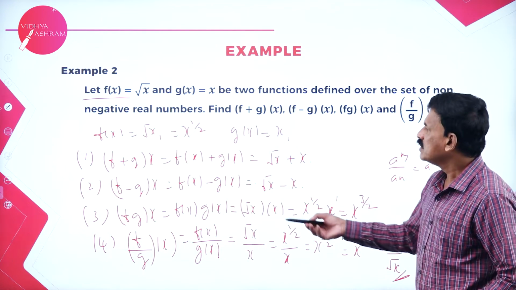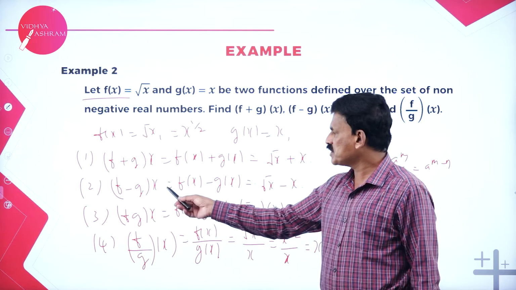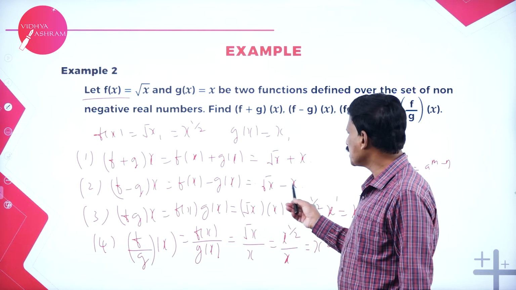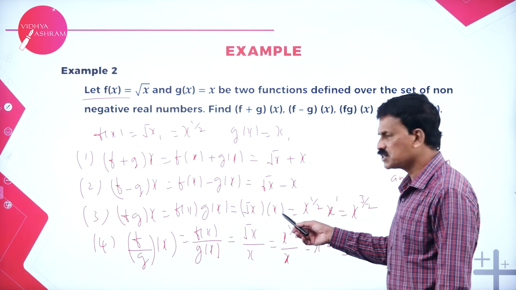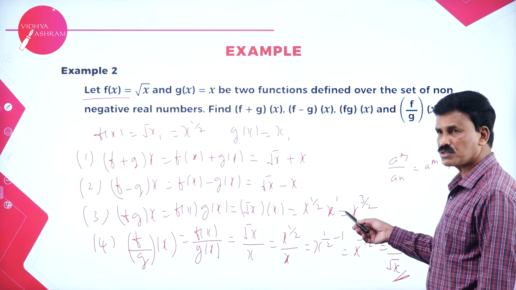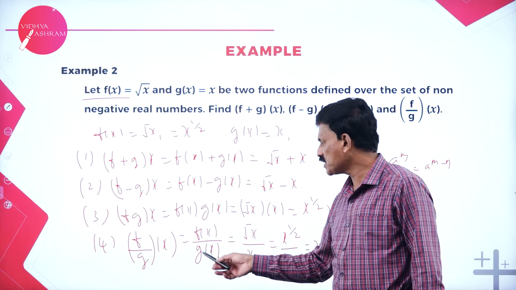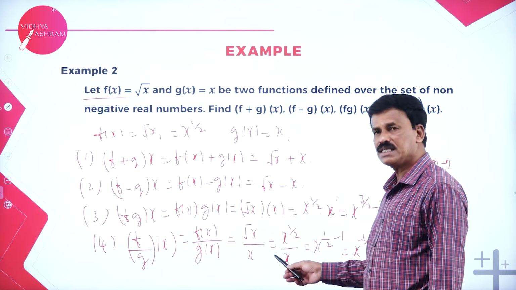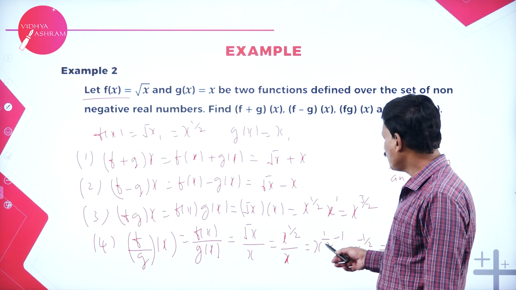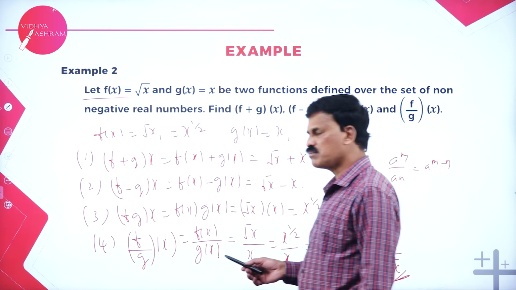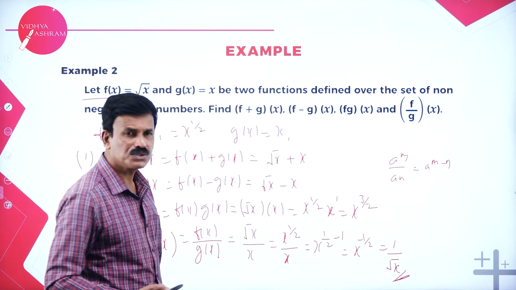See here. f plus g of x is f of x plus g of x, which is root x plus x. f minus g of x is f of x minus g of x, which is root x minus x. Now f of g into x is f of x into g of x, root x into x, which is x to the power of half into x to the power of 1, half plus 1 is 3 by 2. f by g of x is equal to f of x by g of x, that is root x by x. Root x is nothing but x to the power of half divided by x. That is the law of indices: a raised to m by a raised to n is a raised to m minus n. Half minus 1 is minus half. Bring this to the denominator, 1 by root x.